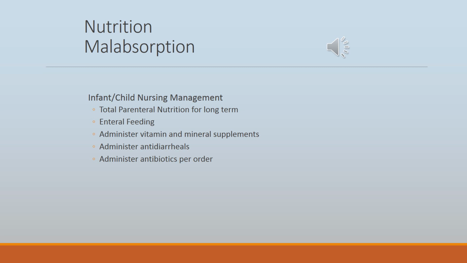In malabsorption for the infant child with short gut syndrome, nursing management includes total parenteral nutrition for long term, enteral feeding, administering vitamin and mineral supplements, administering antidiarrheals, and administering antibiotics per order. The child with short bowel syndrome is at risk for chronic complications. The goals of therapeutic management are to minimize bacterial overgrowth and to maximize the child's nutritional status.